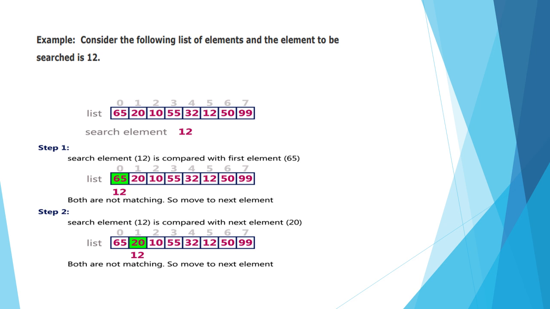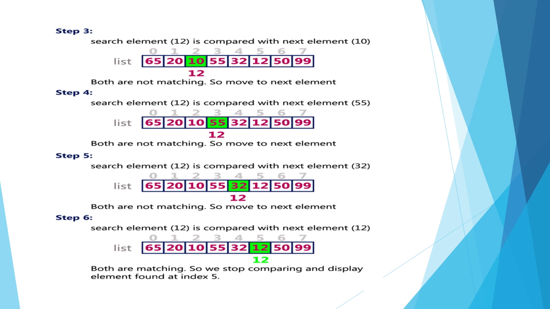So we have to search the first element of the array, that is 65, which is compared with 12. It is not equal, that is 65 is not equal to 12. So the searching takes place to the next element, that is the element present in index 1. Next it will compare with 20. Here 20 is also not equal to 12. So the searching takes place in the next element, which is present in index 2. Next 10 is compared with 12 and it is also not equal to 12.